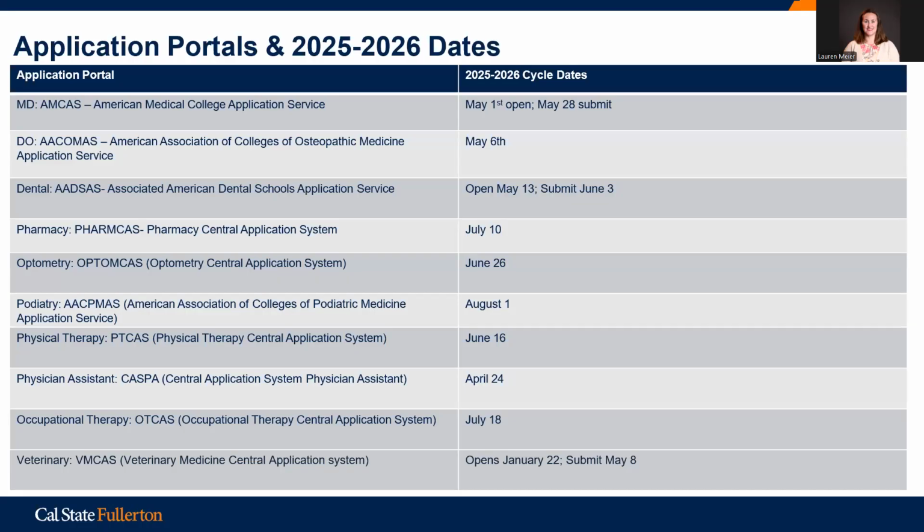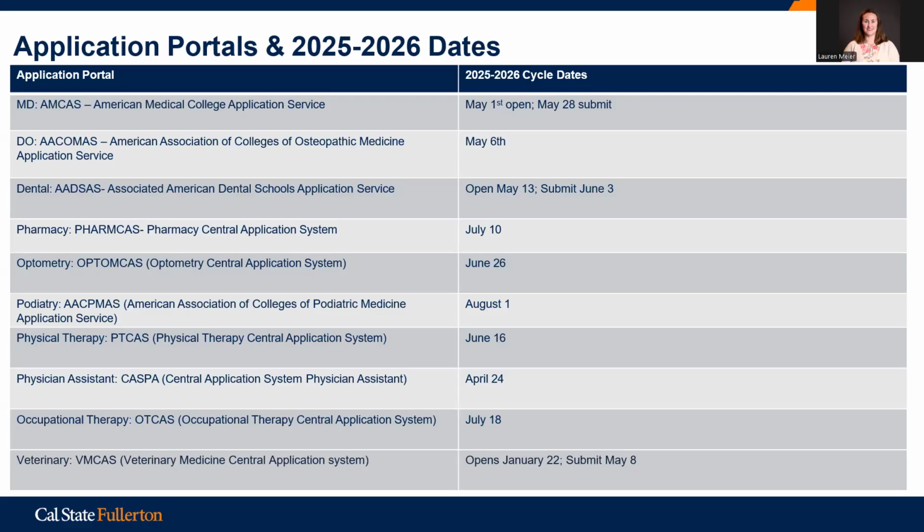All right, now reviewing the application portals and their dates. So we are recording this in November of 2025. The 2025-2026 application cycle is still open. Dates for 2026 have not been released. However, this is a general time that they open. They tend to open around this same time.